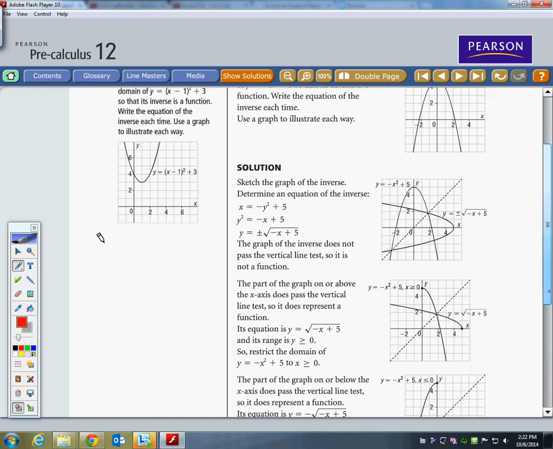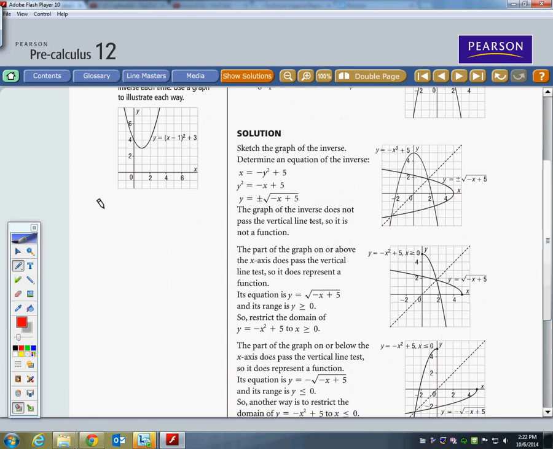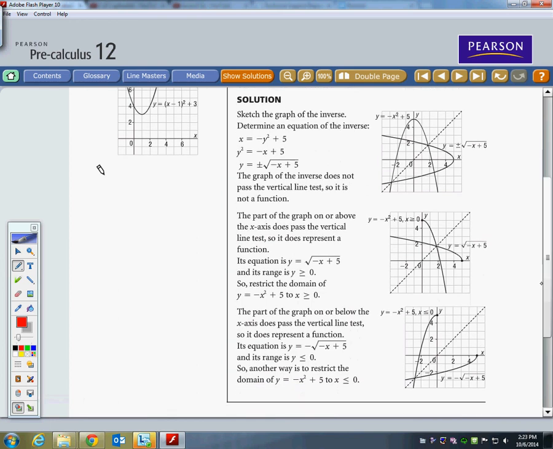Now it says it does not pass the vertical line test, so it's not a function. But what we can do is restrict the domain of the original function so that the inverse is a function. So I'm just going to remind you here. I'll scroll down a little bit.